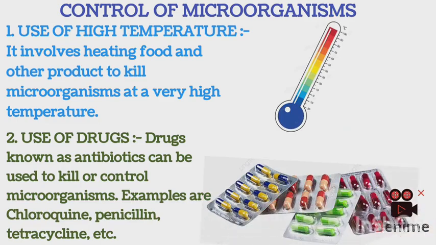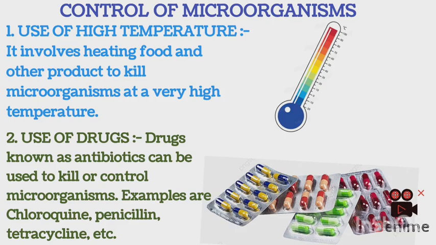Number 1 is the use of high temperature. This involves heating food and other products to a very high temperature in order to kill the microorganisms, because they cannot withstand high temperature.